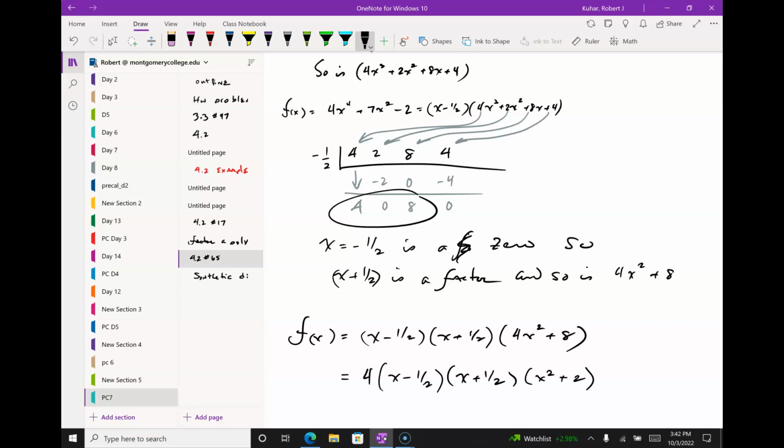I claim I'm done because this is some other function x squared, and I'm going to move it up 2. That 2 is on the outside of this, so if I move it up 2, it doesn't factor. It doesn't hit the axis. Of course, I could graph this and make sure. But when I get to a non-factorable quadratic, done.